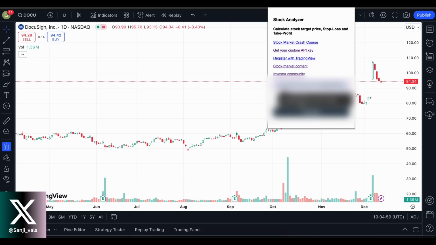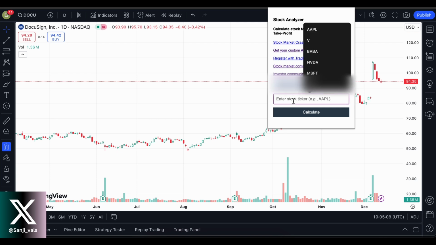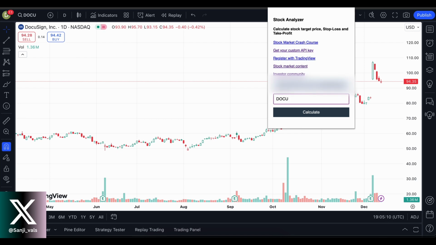Then input your custom API key, which you obtained from Financial Modeling Prep. Here, get your custom API key. You can press this button if you want to. And then input the stock ticker. Then press the calculate button.